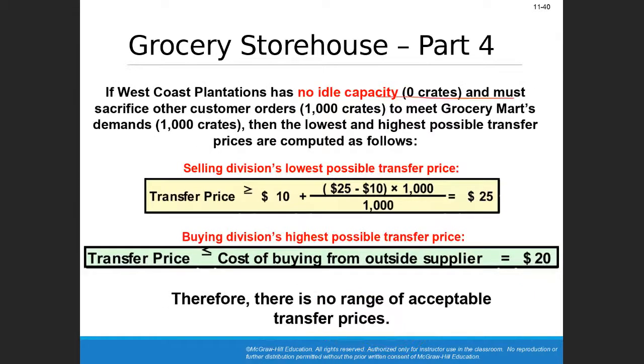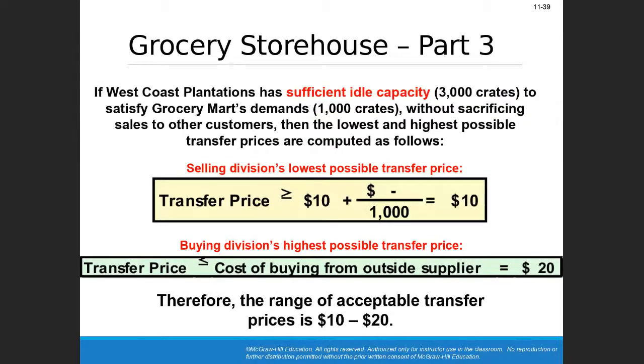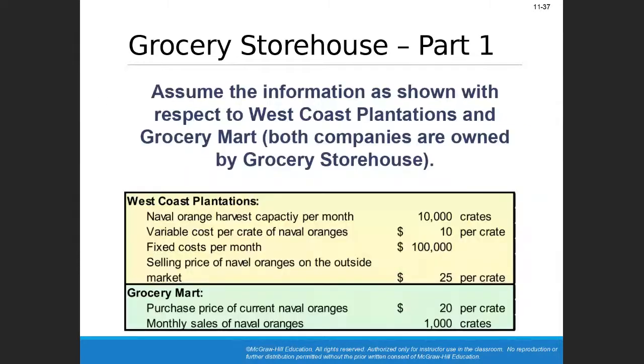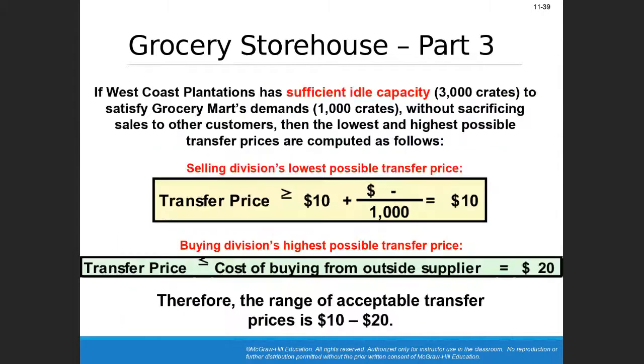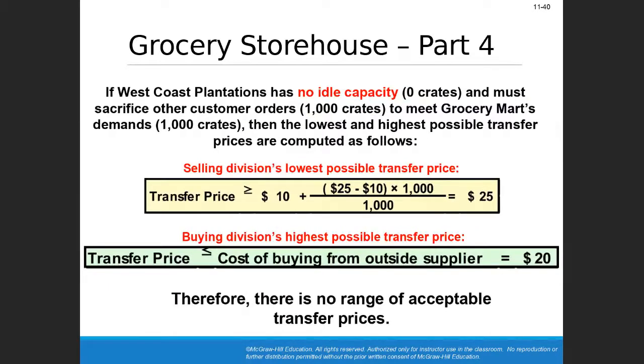Now, let's suppose there is no idle capacity. They're selling everything. As much as they can grow, it's going out the door. So if they want to sell 1,000 crates to Grocery Mart, they're going to have to give up 1,000 crates, right? So the contribution margin is 25 minus 10, right? So what we can sell it for minus the variable costs. So 15 times 1,000 divided by 1,000 is equal to 15 plus 10 is equal to 25.